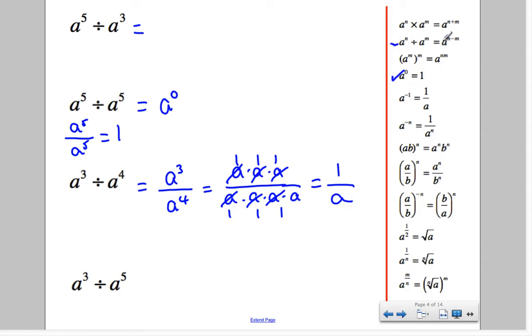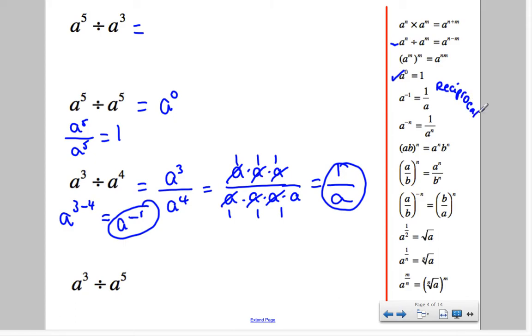But if we had used this rule here, we would have had to say that that's the same as a to the 3 minus 4, which is the same as a to the negative 1. So what that gives us is that this is the same as this. So whenever you have a to the power of negative 1, it's actually 1 divided by a. Now this is called, word of the day, the reciprocal of a. We can call it a flipped over if you like. So a over 1 becomes 1 over a.